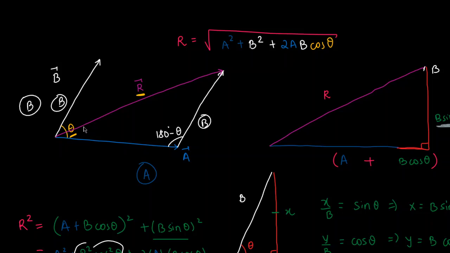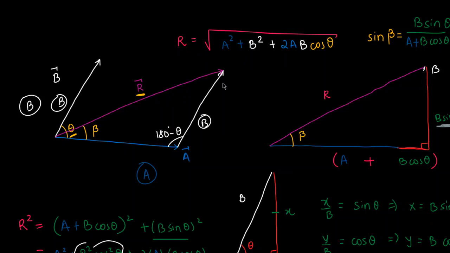So if this angle here is said to be, let's say, beta, then this angle beta and the angle that this side has, they're both the same thing. This is also going to be beta. And since this is a right angle triangle, you can still use trigonometry. So you have sine of beta is equal to this b sine theta over a plus b cos theta. And there you have it.